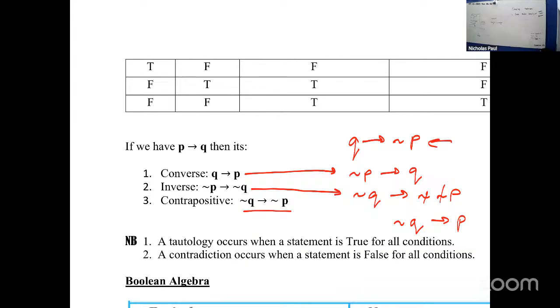To find the contrapositive, all we have to do is flip around the inverse, so you'll get P implies the negation of Q. And I'll give you a little note there on what is tautology and what is contradiction. Questions?